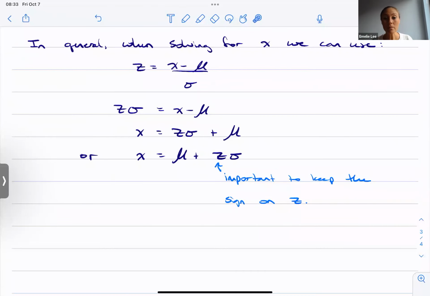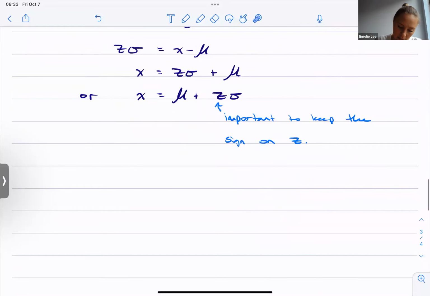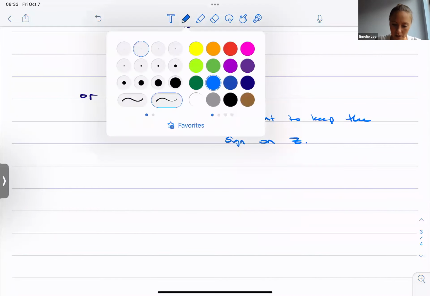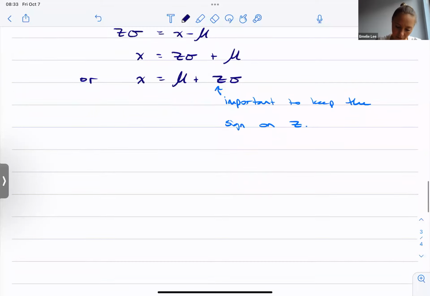Okay. Oh yeah, so we can approximate areas under the curve. If we don't have a Z table, then we can use these approximations and we can get a pretty good idea of the areas under the curve.